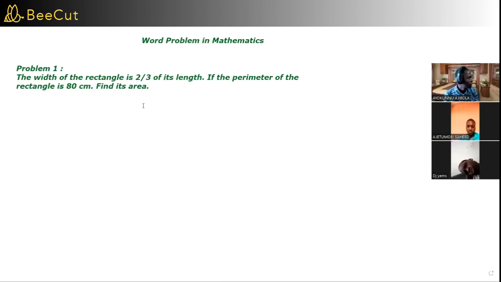Okay, so you're with me now. The width of the rectangle is 2/3 of its length, and the perimeter is 80. So this question is demanding something from you. It wants you to use the formula that relates to the area of a rectangle and the perimeter of a rectangle at the same time. So let's look at the solution together.